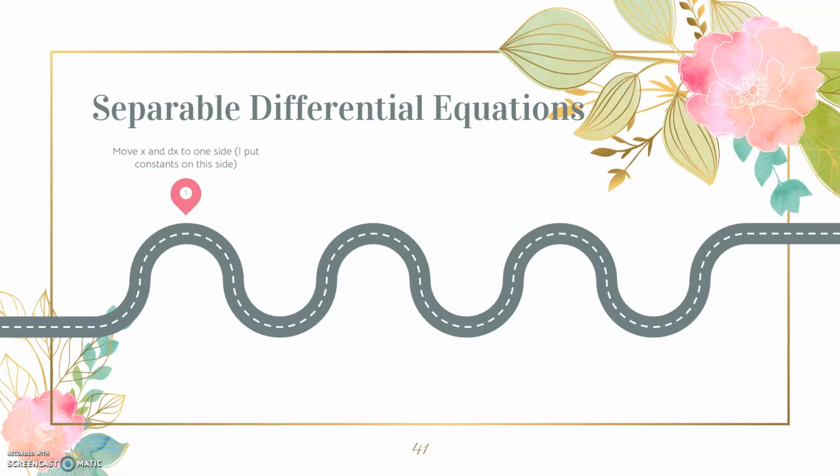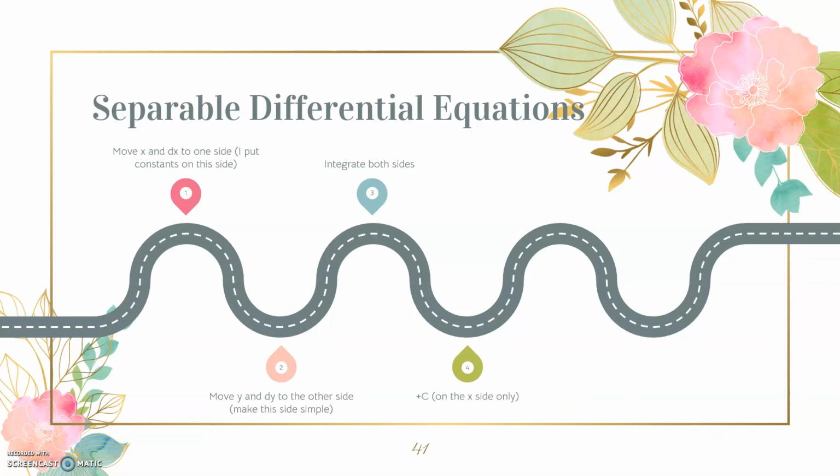You want to move the x and the dx to one side of the equation. I put constants over on that side with the x's, and then you move the y and the dy to the other side. I like to keep that side as simple as possible. That's why I put the constants with the x's, so that when I solve for y, it's easier. Then you integrate both sides. You find antiderivatives on both sides.